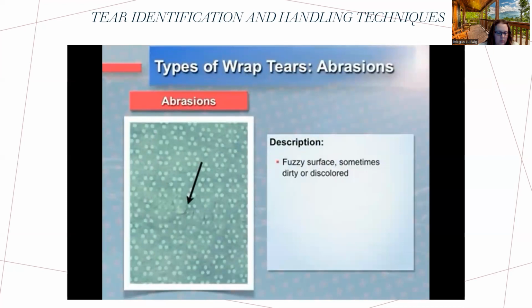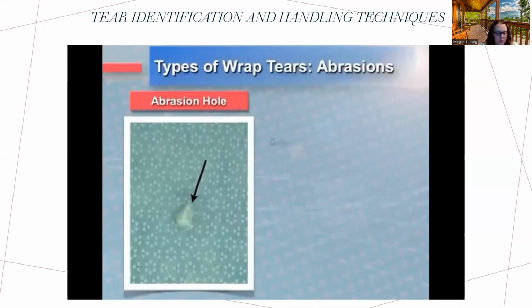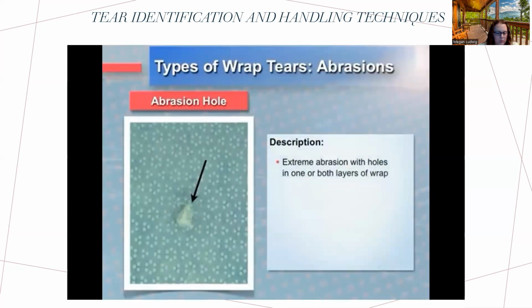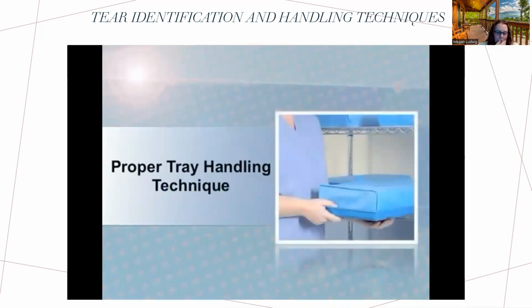An abrasion appears as a fuzzy surface, sometimes dirty or discolored. It can occur when a wrap tray is repetitively pulled over a hard surface. Trays that are repeatedly handled prior to use often display abrasion. An abrasion hole is the result of extreme abrasion with holes in one or both layers of the wrap. The possible causes are the same as for general abrasion, except that the abrasion was repeated often enough to finally result in a hole. Proper tray handling technique is essential for preventing damage to the packaging and compromised sterility.